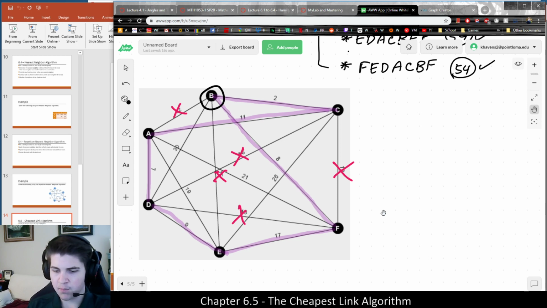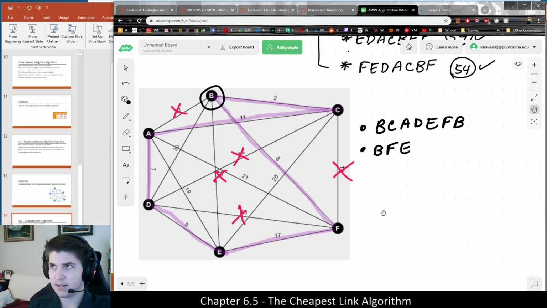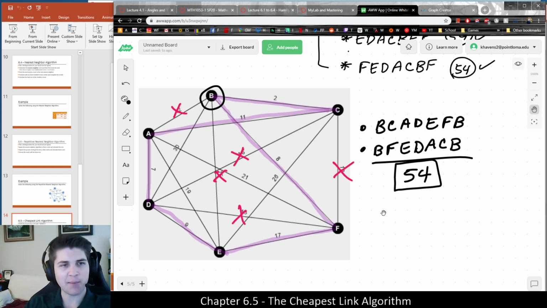So we're going to go B, C, A, D, E, F, B as one way of writing it, or I could do the reverse, B, F, E, A, C, B. And that would be my optimal circuit, which again should have a net weight of 54 because it's the same answer we kept getting with the repetitive nearest neighbor algorithm.